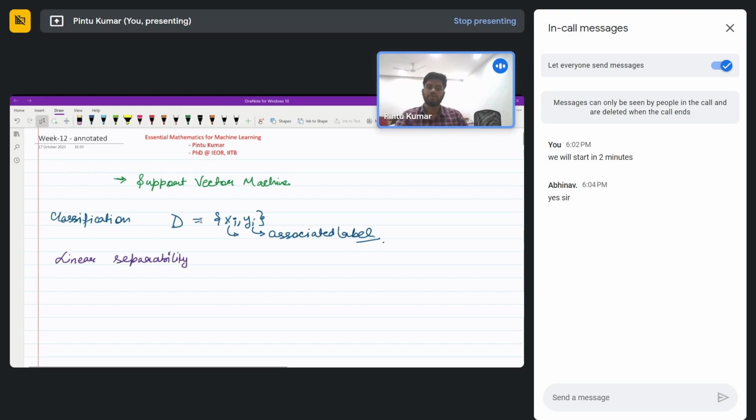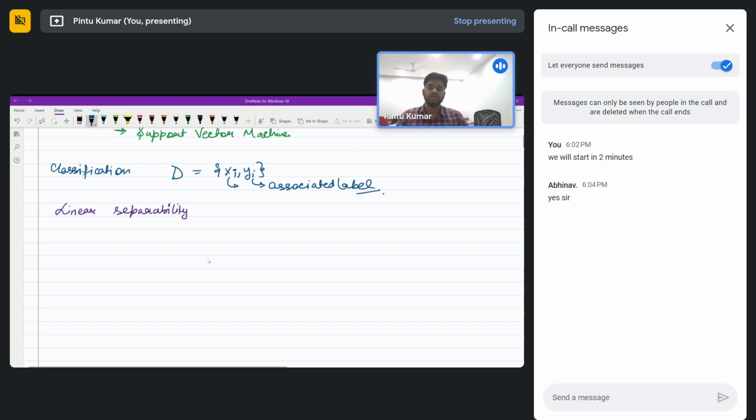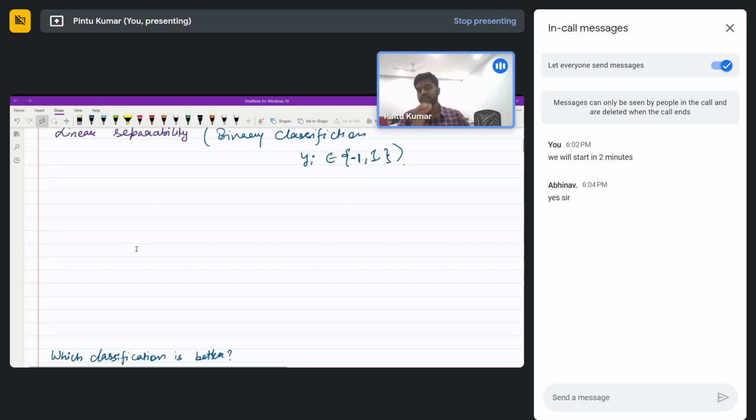The concept of linear separability generally we encounter for a binary classification data set. So your yi's can take only two values. Let's say we call them 0 and 1, or we can call them -1 and +1. That would be useful for the SVM derivation. So let's say we have only two labels, then we encounter something known as linear separability. So what is linear separability?